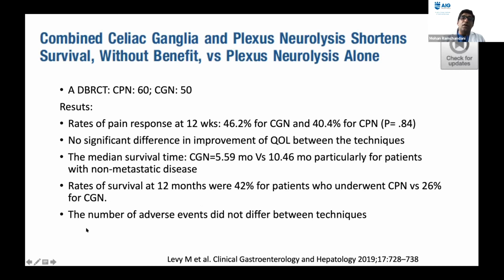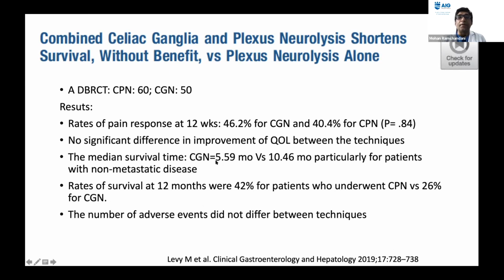Now, the question of whether you should do a celiac ganglion neurolysis or not. This is a very controversial study published in Clinical Gastroenterology and Hepatology in 2019, which showed that if you do a CGN, that is ganglion neurolysis, or a plexus neurolysis, the pain response is equal. But if you do ganglion neurolysis, you increase the mortality. The survival was much better with plexus neurolysis as compared to ganglion neurolysis.